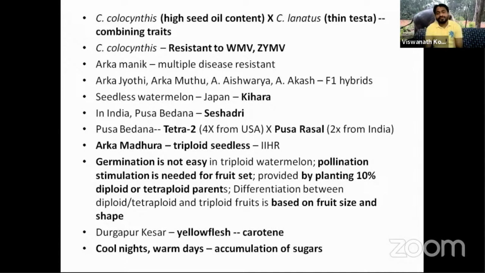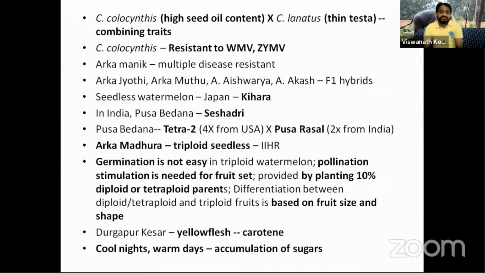So how do we identify? Because when you plant the 10% of diploid or tetraploid parents in the field, these tetraploid and diploid plants also produce fruits. So how do you identify which is a triploid seedless fruit, or which is a normal diploid or tetraploid fruit? For that, there should be a fruit size differentiation. So based on the fruit size, we have to identify which is a triploid fruit and which is a diploid or tetraploid fruit.